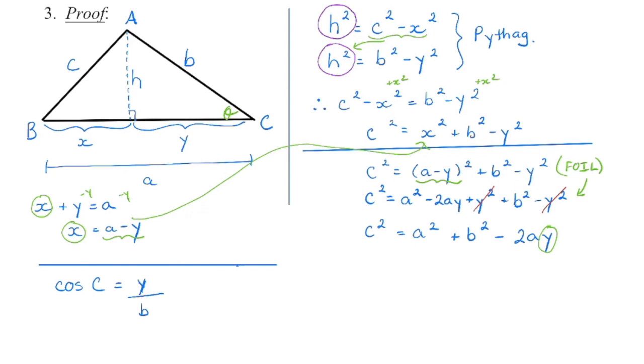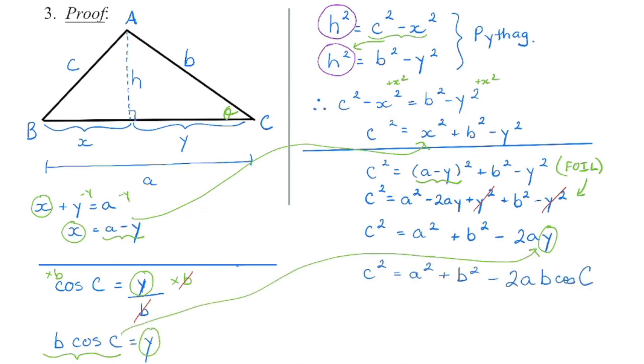And again, y does not show up in this ratio. If I want to get y isolated, I'm dividing by b. So to isolate, I'm going to multiply by b, and then I'm going to do the same thing over here. So we know that b times 1 over b is just 1. So I'm going to have b times the cosine of c, and that is equal to y. And again, because y does not show up in our final formula, I'm going to take what y is equal to, and I'm going to substitute that into the place for y. So y is equal to b times the cosine of c.